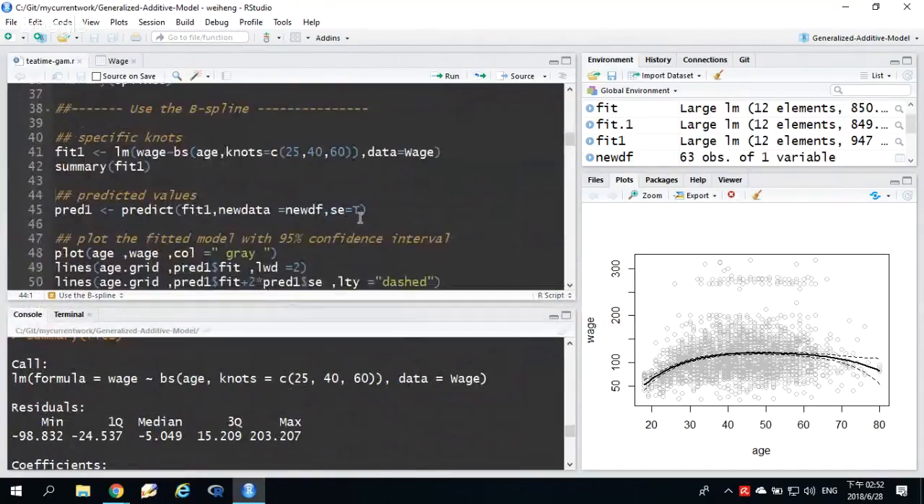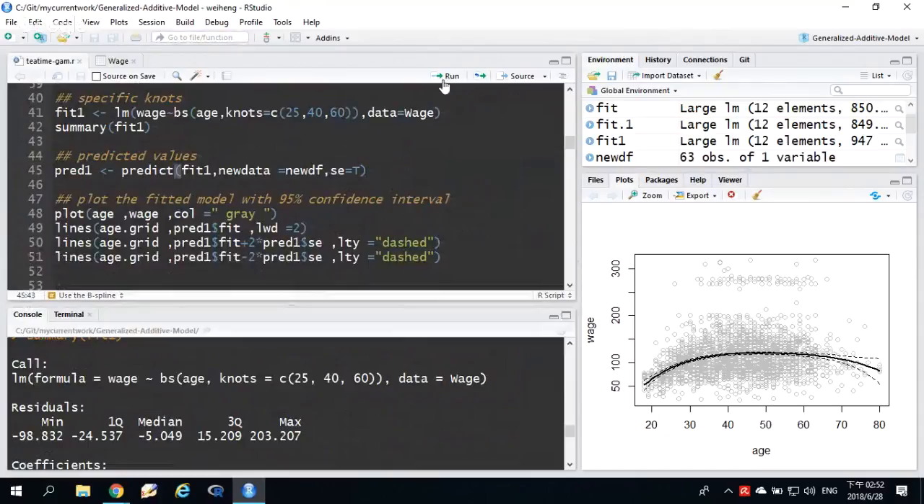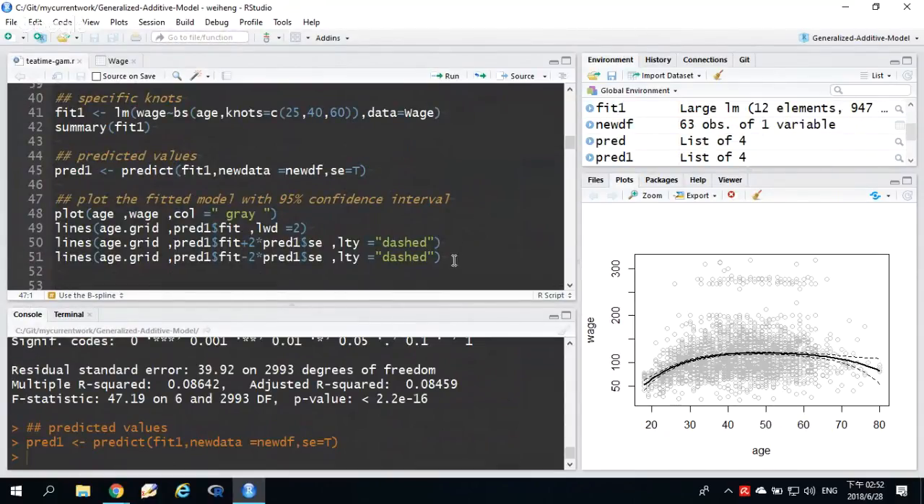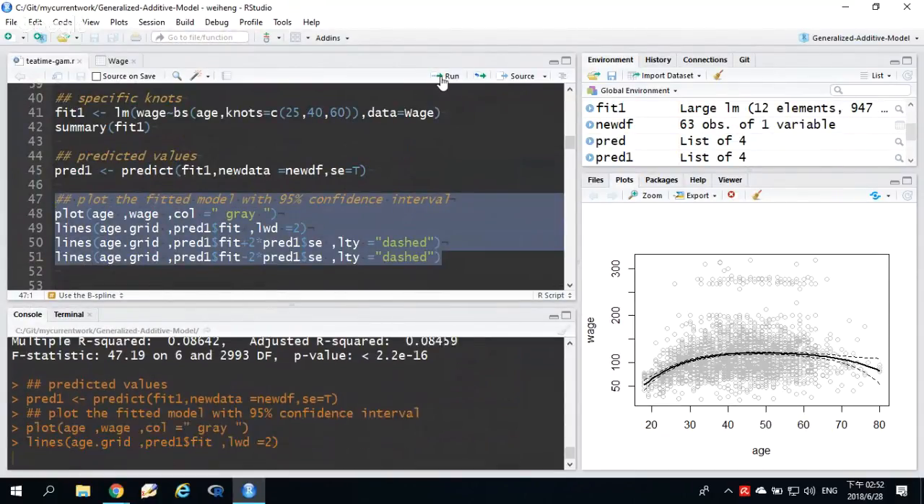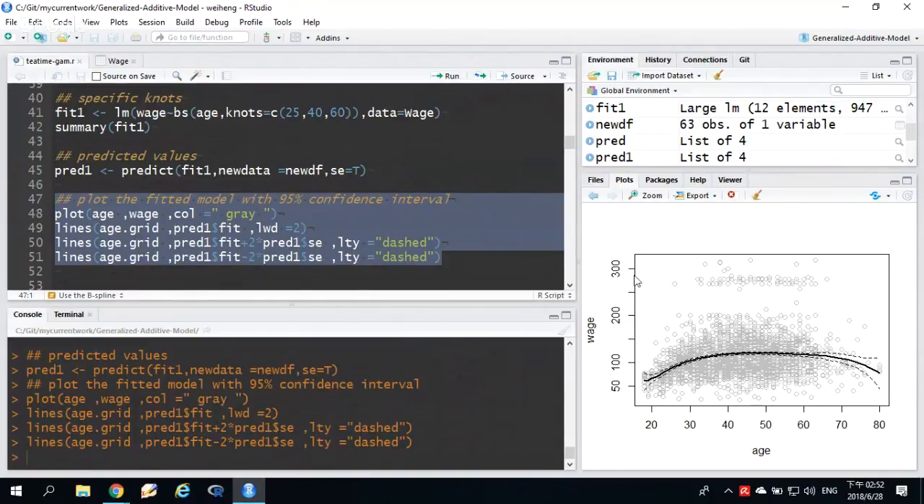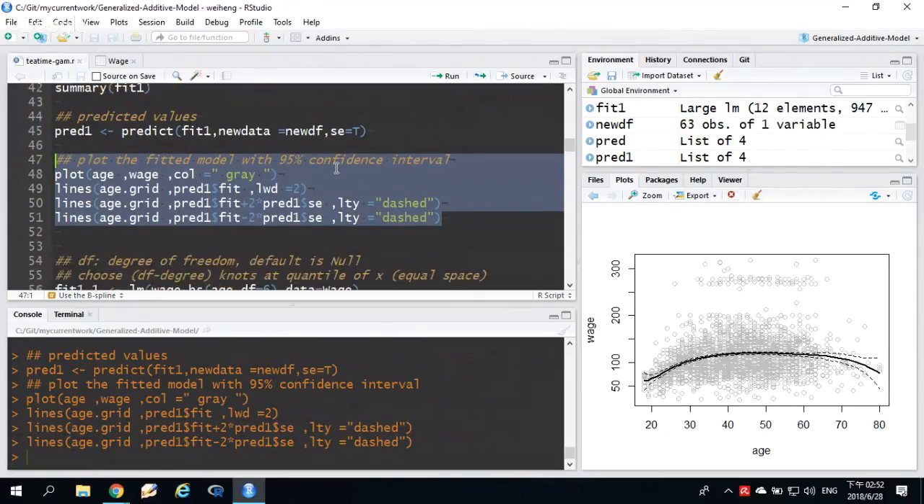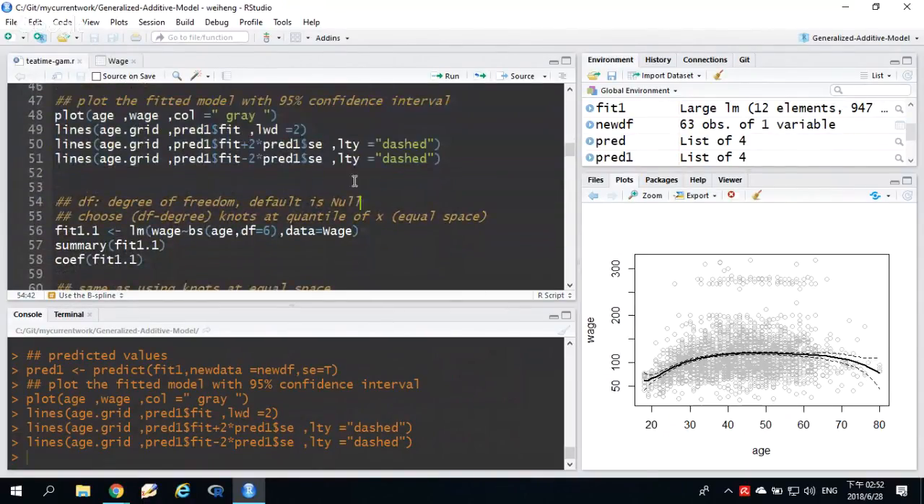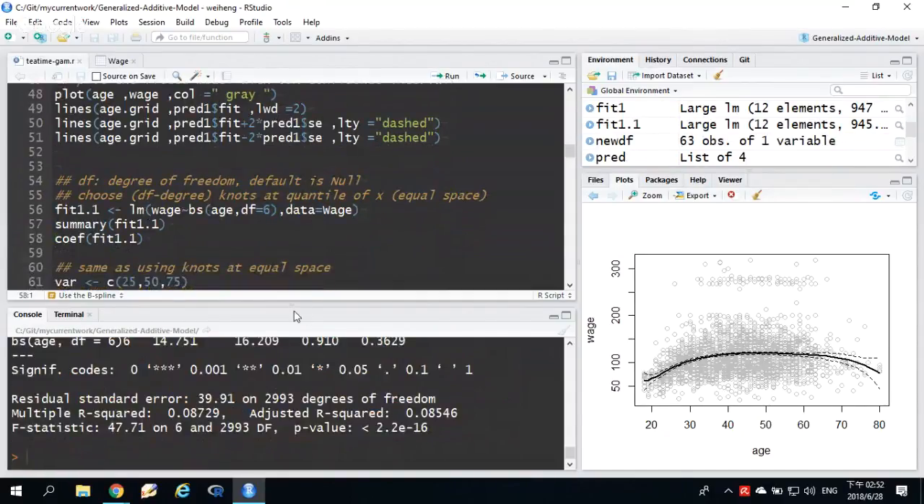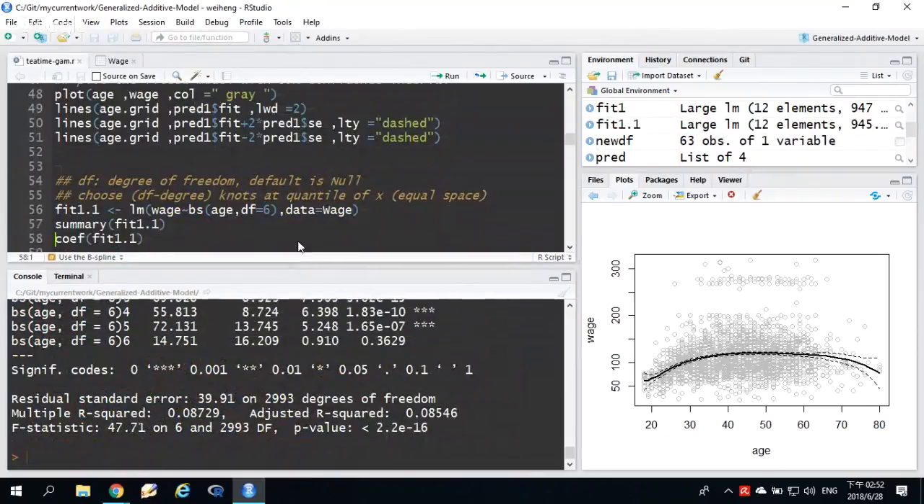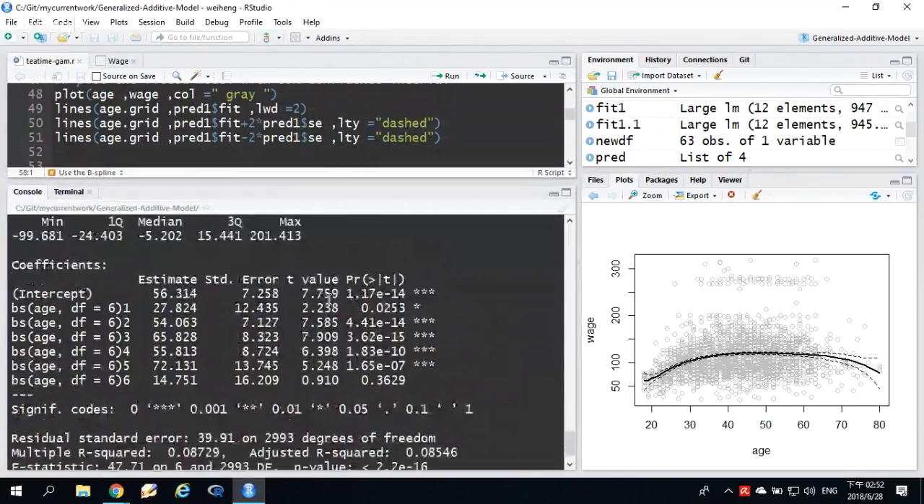And then you can also predict the value and plot the fitted model. It looks like this, very similar to the polynomial. And the second thing is, instead of choosing the specific values of knots, you can set df equal to 6.